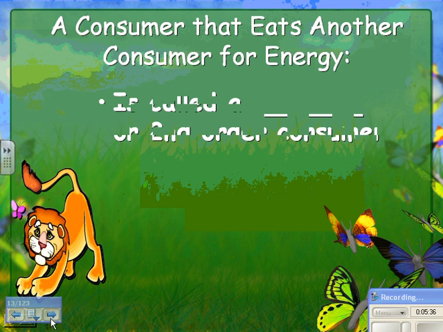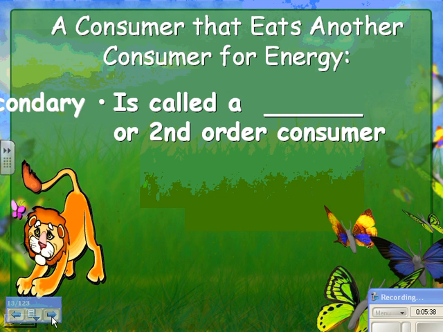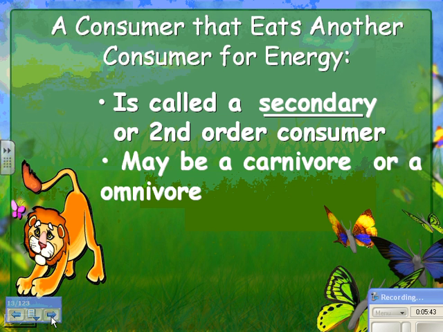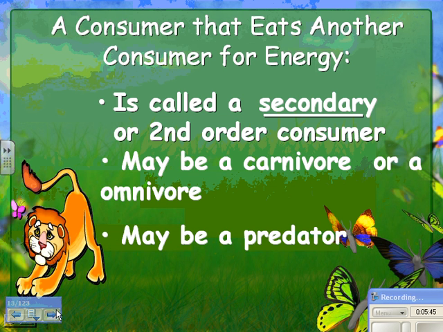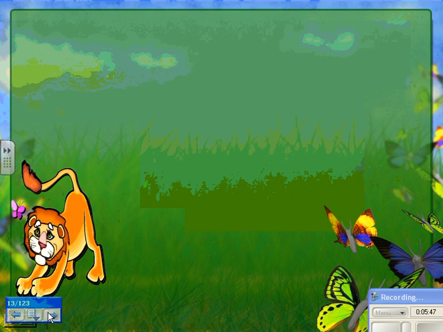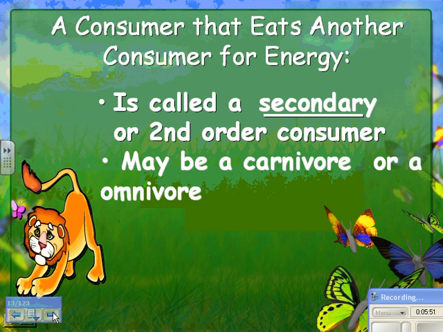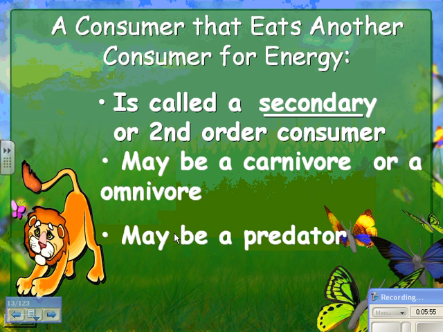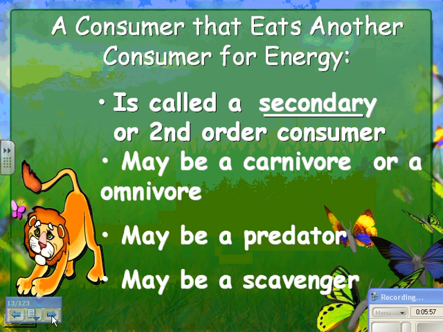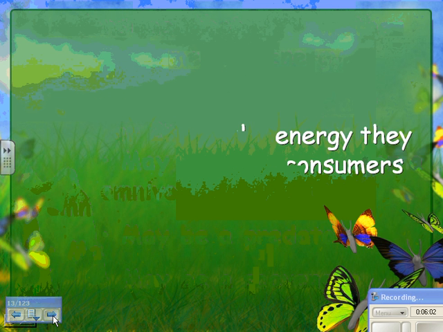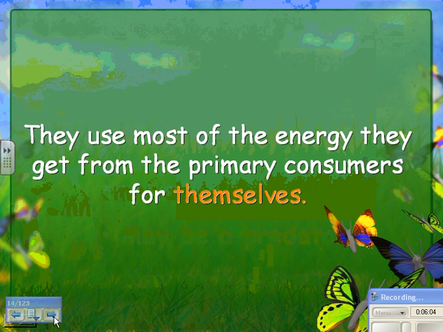A consumer that eats another consumer for energy is called a secondary consumer or a second order consumer. That can be a carnivore, or it would be an omnivore, which is an organism that would eat both plants and animals. So an omnivore would actually be a primary and a secondary consumer. Could be a predator or could be a scavenger. So these will hunt and kill, whereas the scavengers will just eat what someone else killed.